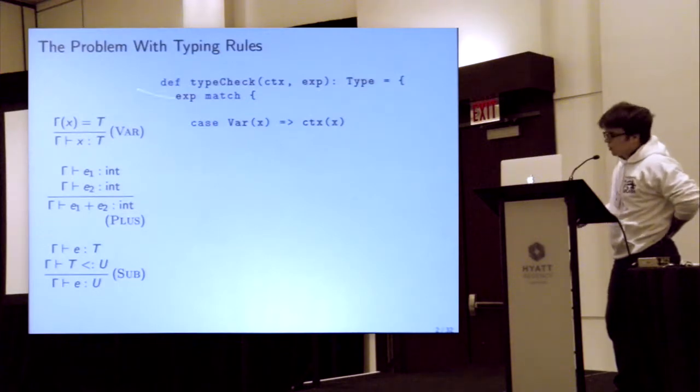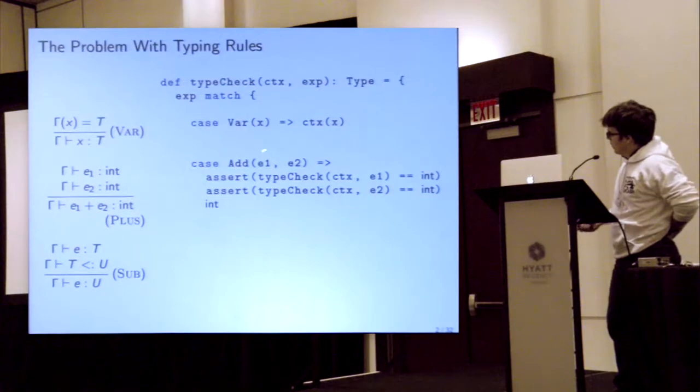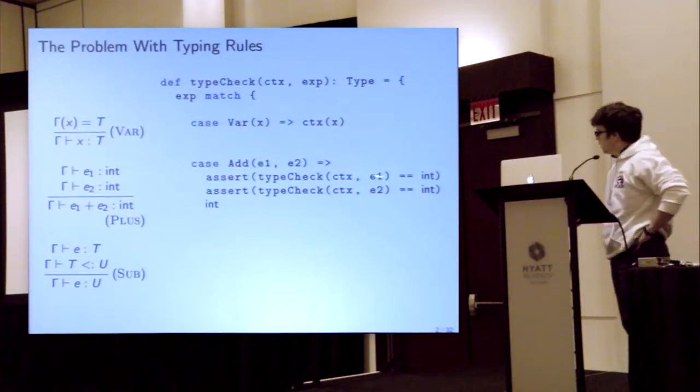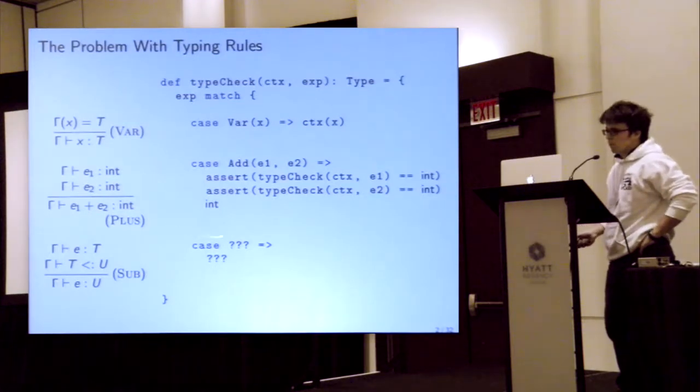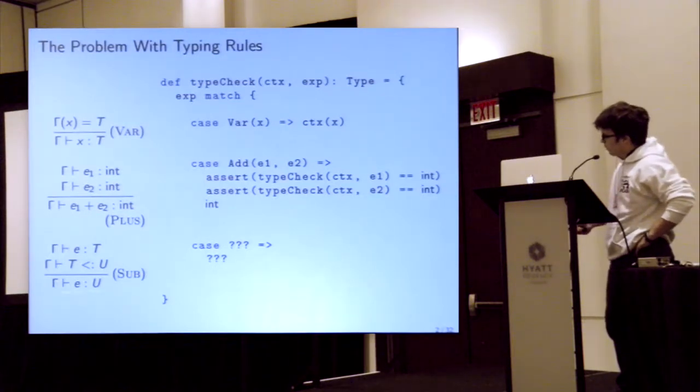So variables are quite easy. If the expression is a variable, then we just look it up in the context. Addition looks also very similar to the plus rule. So we type check the left-hand side, E1, then the right-hand side, E2. We assert that they're both ints, and then we can return int. And then comes the problem, because there's no straightforward way to translate or implement this subsumption rule.